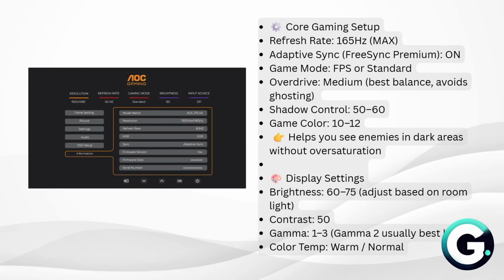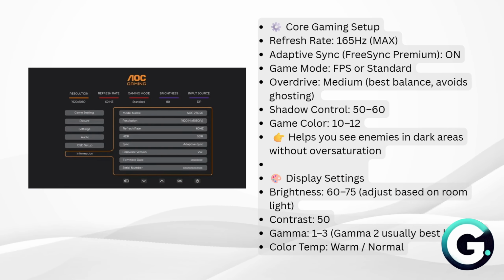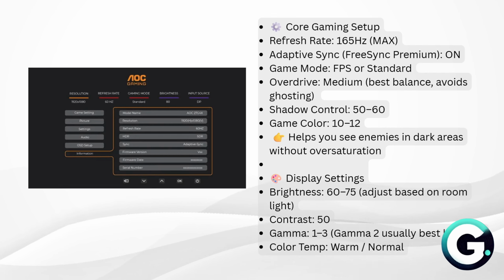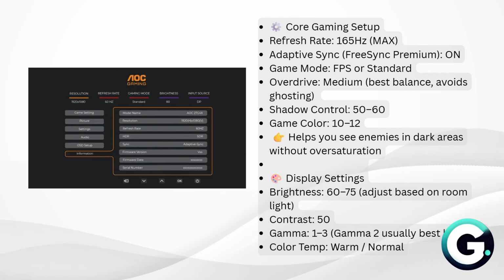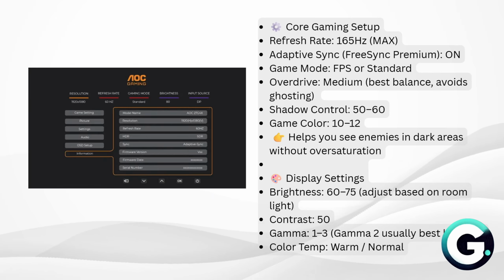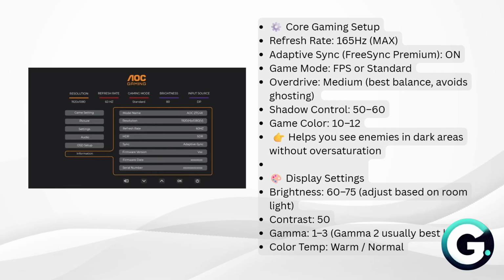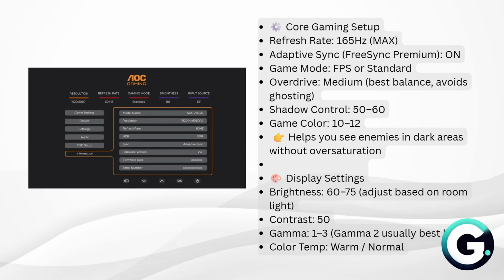Now for refresh rate, it's going to be 165. For the adaptive sync, you want to turn this on. For game mode, you want to set it to standard or FPS. For overdrive, set it to medium. And basically for shadow control, 50 or 60, and the game color is going to be 10 or 12. This helps us see enemies better in dark areas.